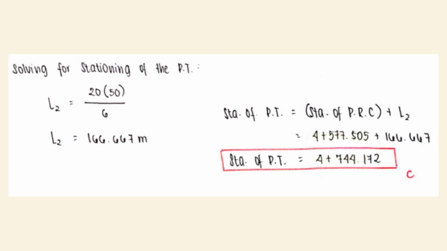Next, solving for the stationing of the PT. Let's first solve for the value of L sub 2. It is equal to 20 multiplied by 50 degrees over 6. So the value of L sub 2 is 166.667 meters. The stationing of PT is simply the sum of the stationing of PRC plus the value of L sub 2. Substituting values, we have 4+577.505 plus 166.667 meters. Thus, the stationing of PT is equal to 4+744.172.